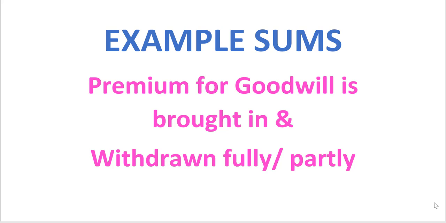This is the second video in the series for journal entries for treatment of goodwill at the time of admission of a partner. In this video, we will begin with solving example sums for treatment of goodwill in the third method, when premium for goodwill is brought in by the incoming partner and is withdrawn either fully or partly. So let's go to the example sum 1.